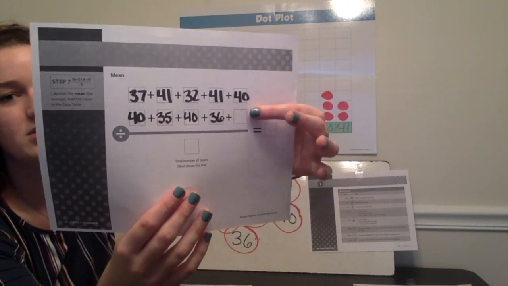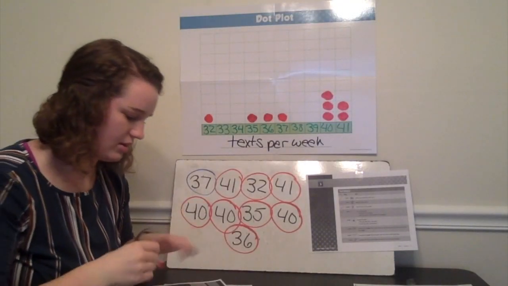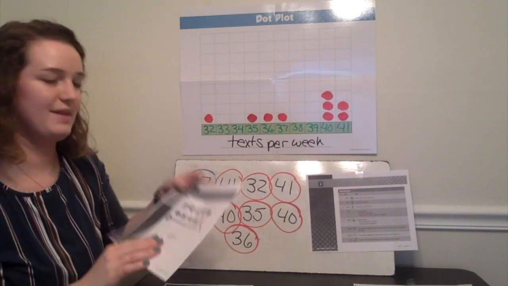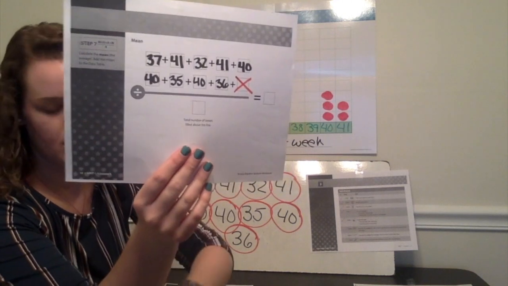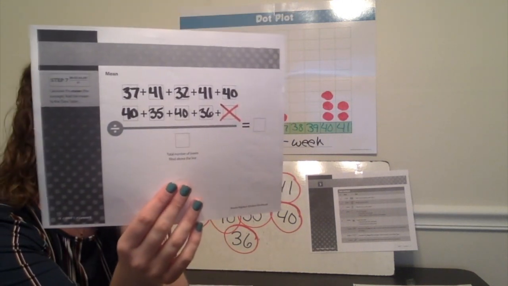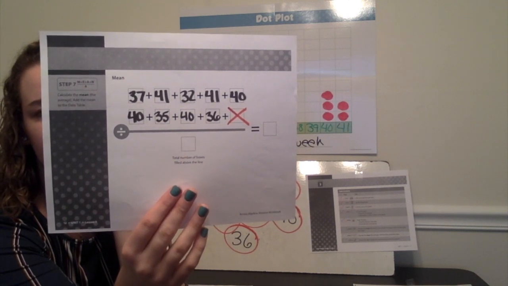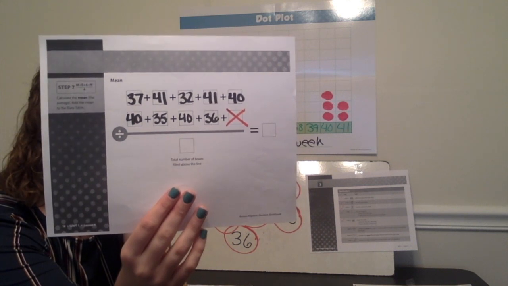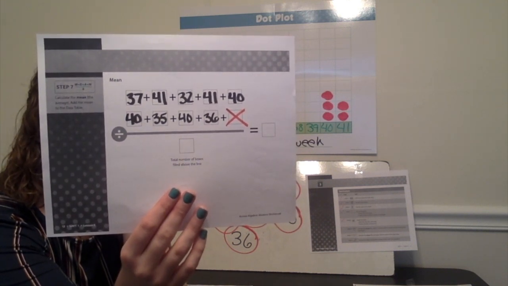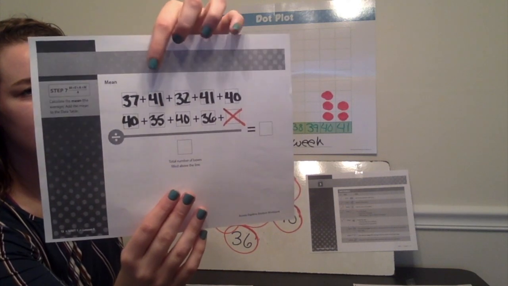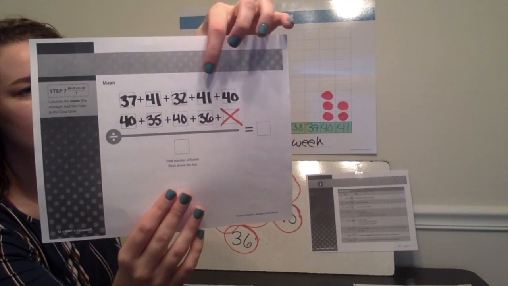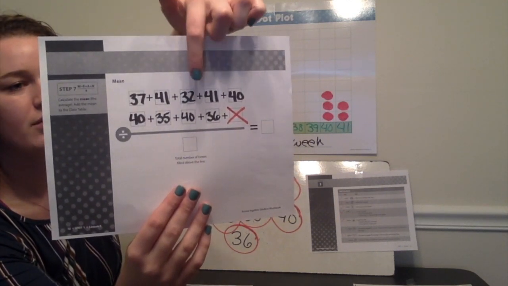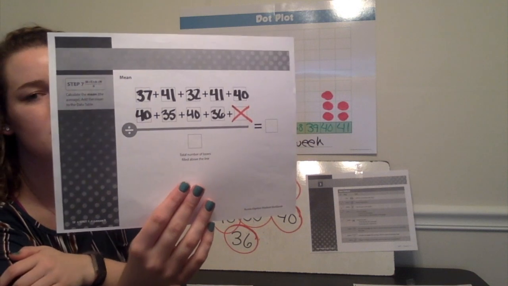There is an extra box right here. We're not going to use that one, so I'm going to cross that one right out, because we only have 9 numbers. So there's one extra, okay? Let's go ahead and write that down. We have 37, 41, 32, 41, 40, 40, 35, 40, and 36.